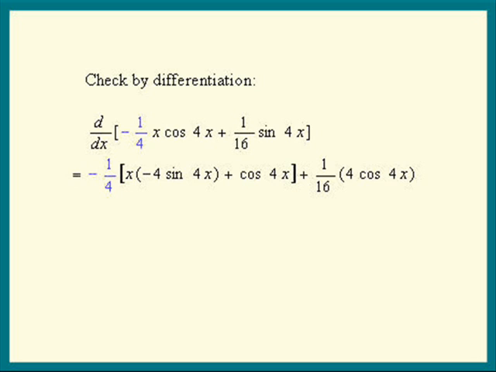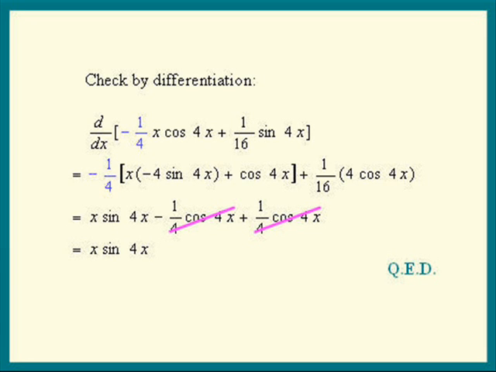Distribute the negative 1/4 back in, we get positive x sine 4x minus 1/4 cosine 4x plus 1/4 cosine 4x. Looking good, those cancel. And we do get x times sine 4x. That was the integrand, so we know we did the problem right. Let's look at the next example.